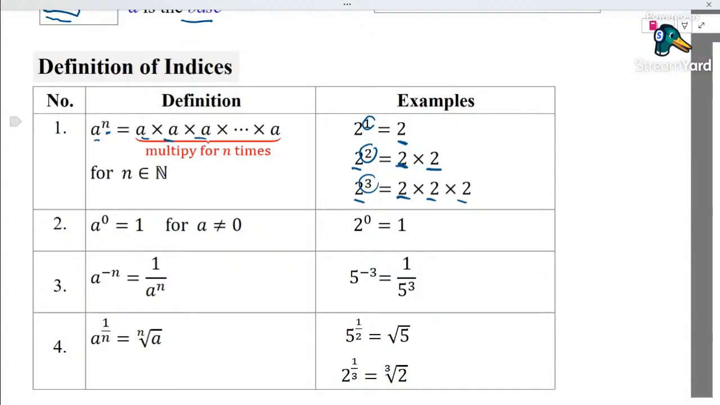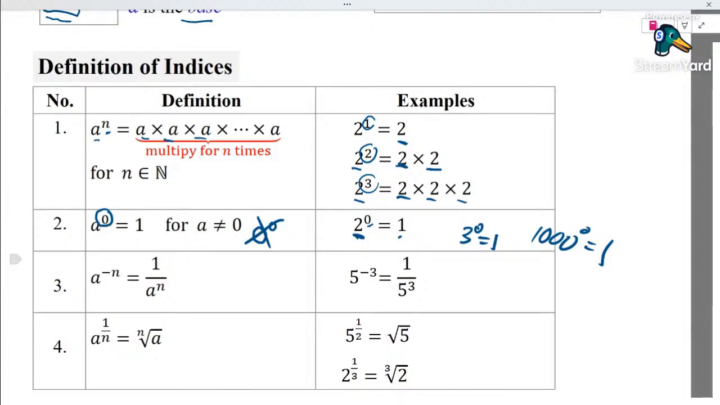Then next, what if we have the case that the power turns out to be 0? No matter what the base number is, a power of 0 is always equal to 1. For example, 2 to the power of 0 is 1, 3 to the power of 0 is also 1, 1000 to the power of 0 is also 1. The only thing we don't consider is this case here, 0 to the power of 0. This one is not in our consideration.